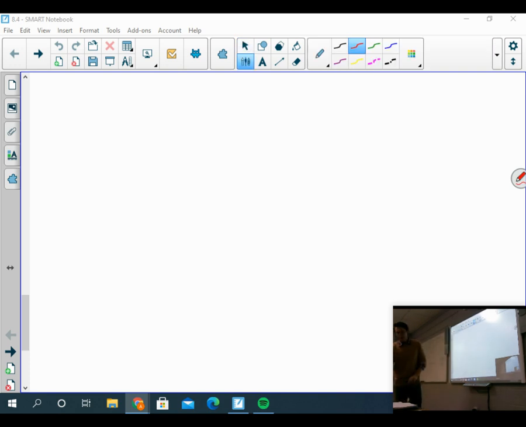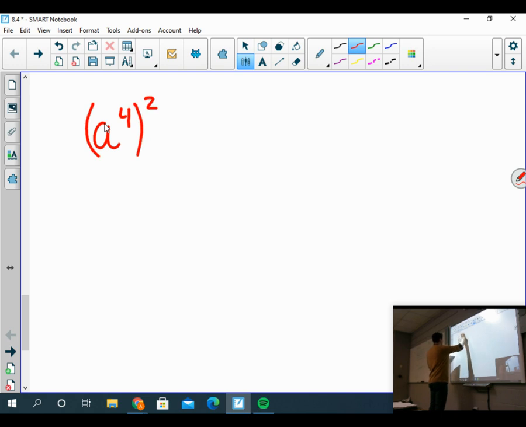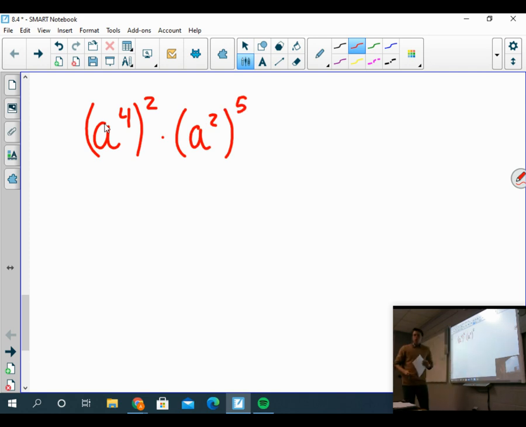In the first example, we're going to start with a to the 4 squared times a to the second to the fifth. And I'd encourage you to try this one on your own. After watching the 8.4 part 1, you should be able to solve this, hopefully with relative ease.